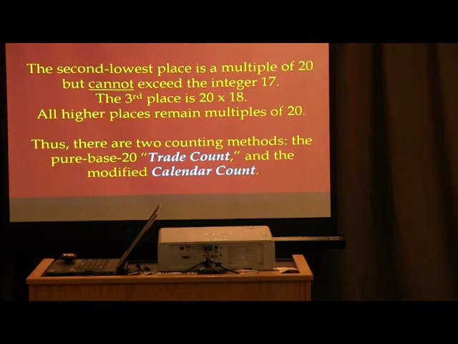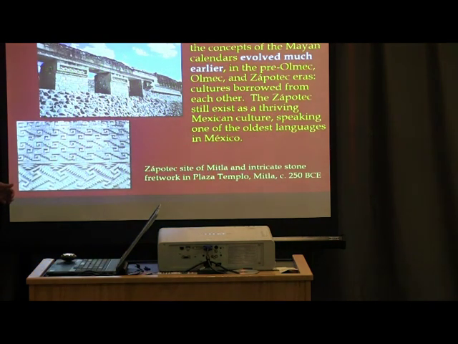All right. So this is the system of the long count calendar, which itself is a compendium of several calendars. All values are multiples of 20, but the second lowest place in a number cannot exceed the integer 17, and the third place is 20 times 18. Thereafter it goes to 20, and we'll come back to that in a little bit.